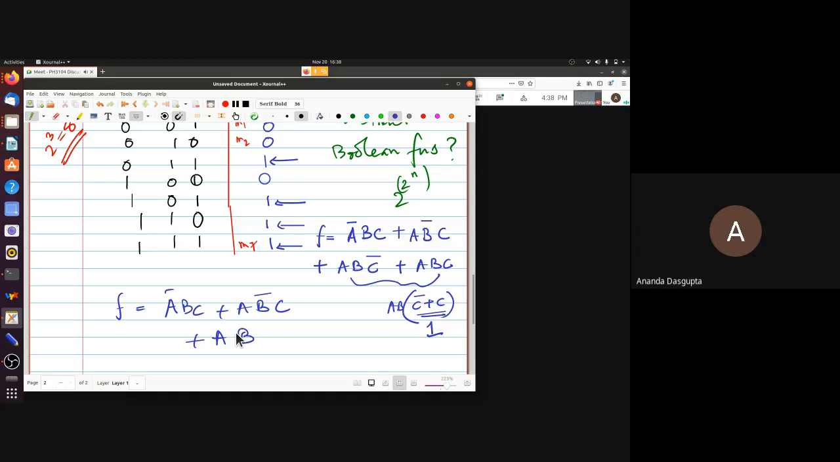But I'm also sure that most of you know, if not most of you, at least many of you know, that this is not the simplest that you can have, right? What is the simplest version that you can have?